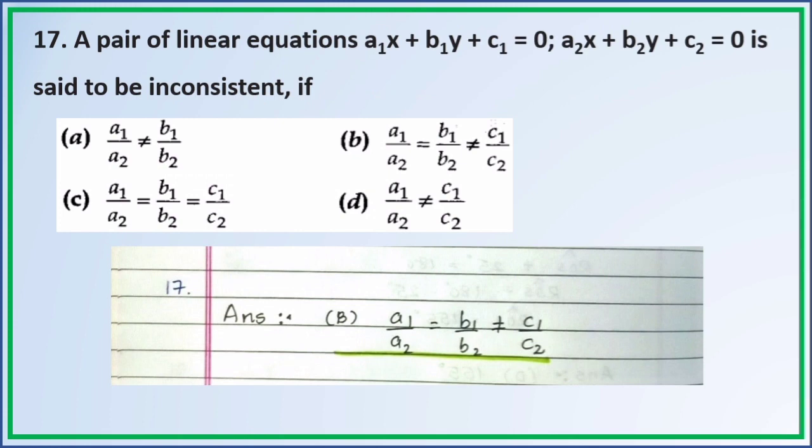A pair of linear equations a1x plus b1y plus c1 equals 0, a2x plus b2y plus c2 equals 0 is said to be inconsistent if the lines are parallel. The condition for lines to be parallel is a1 by a2 is equal to b1 by b2 but not equal to c1 by c2. Therefore, the correct answer is option B.